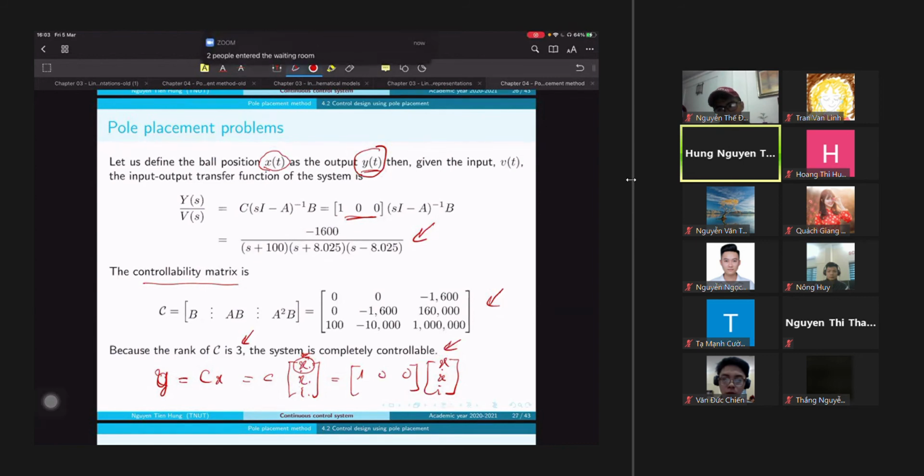But the next question is, can we observe all states before we design the observer? The question will arise whether or not you can design an observer for this. So the first question to be answered is that we check the observability of the system.